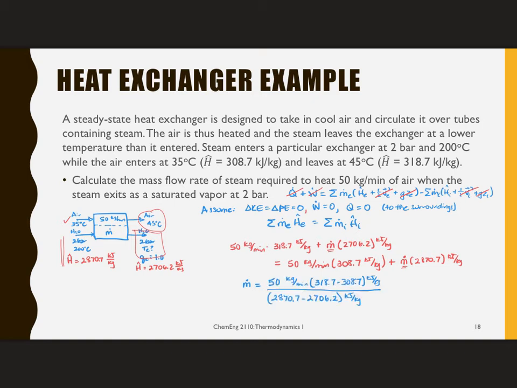m dot equals 50 kilograms per minute times (318.7 minus 308.7 kilojoules per kilogram) over (2870.7 minus 2706.2 kilojoules per kilogram). Kilojoules per kilogram are going to cancel out, so my units will be in kilograms per minute. You can change those to something else if you like, but it's unnecessary. And using the calculator, I found that the mass flow rate of the steam needs to be 3.04 kilograms per minute.